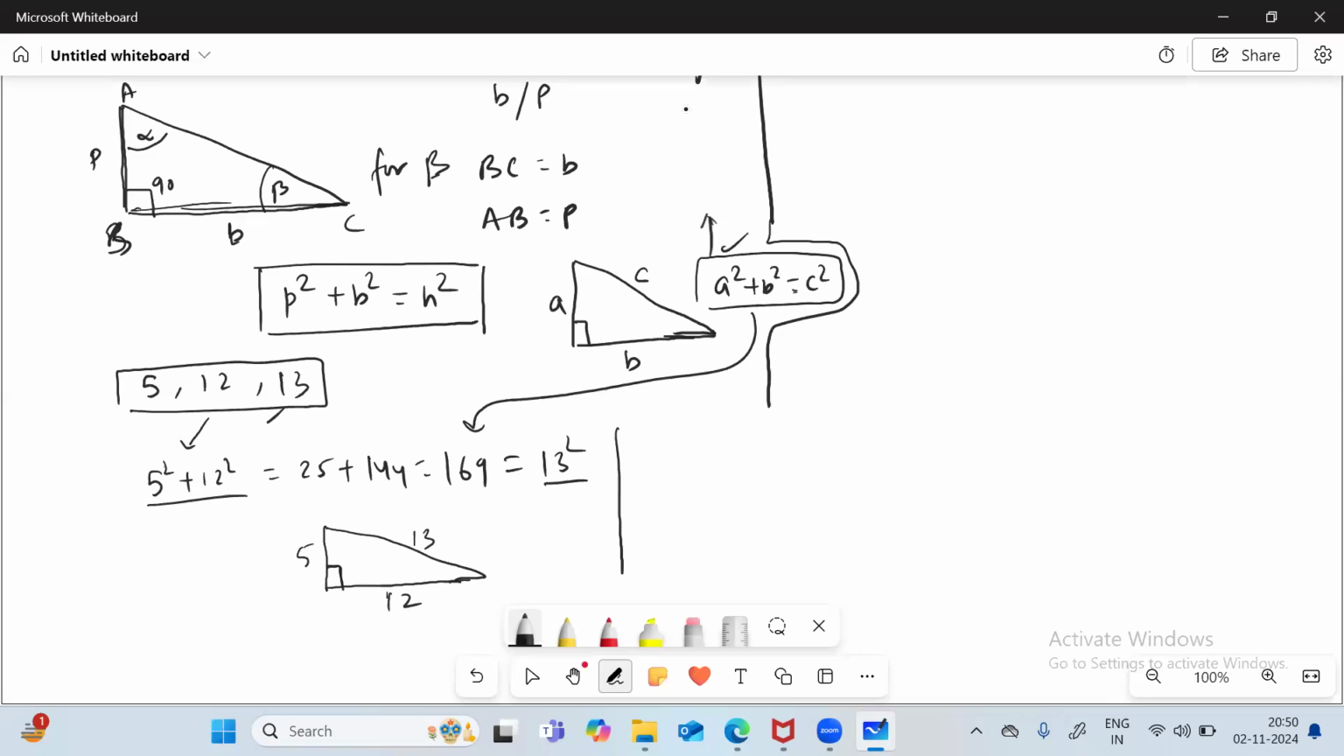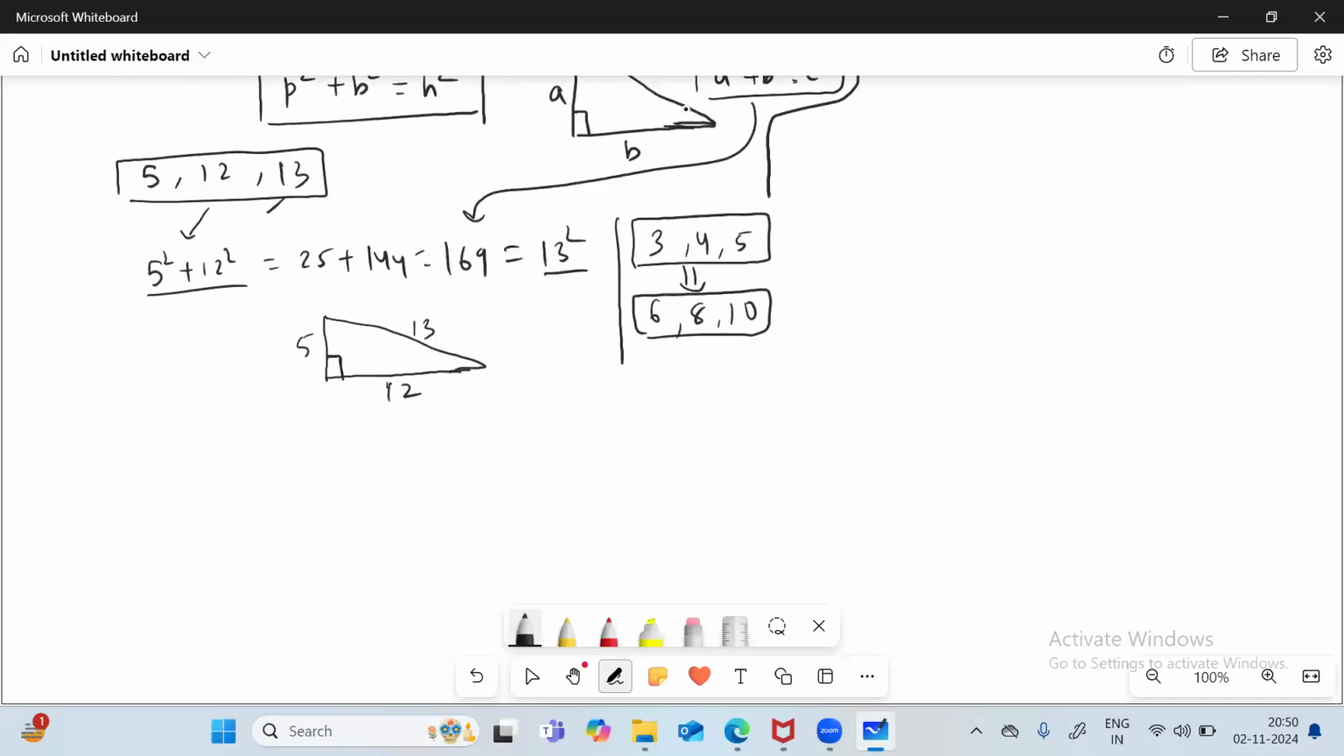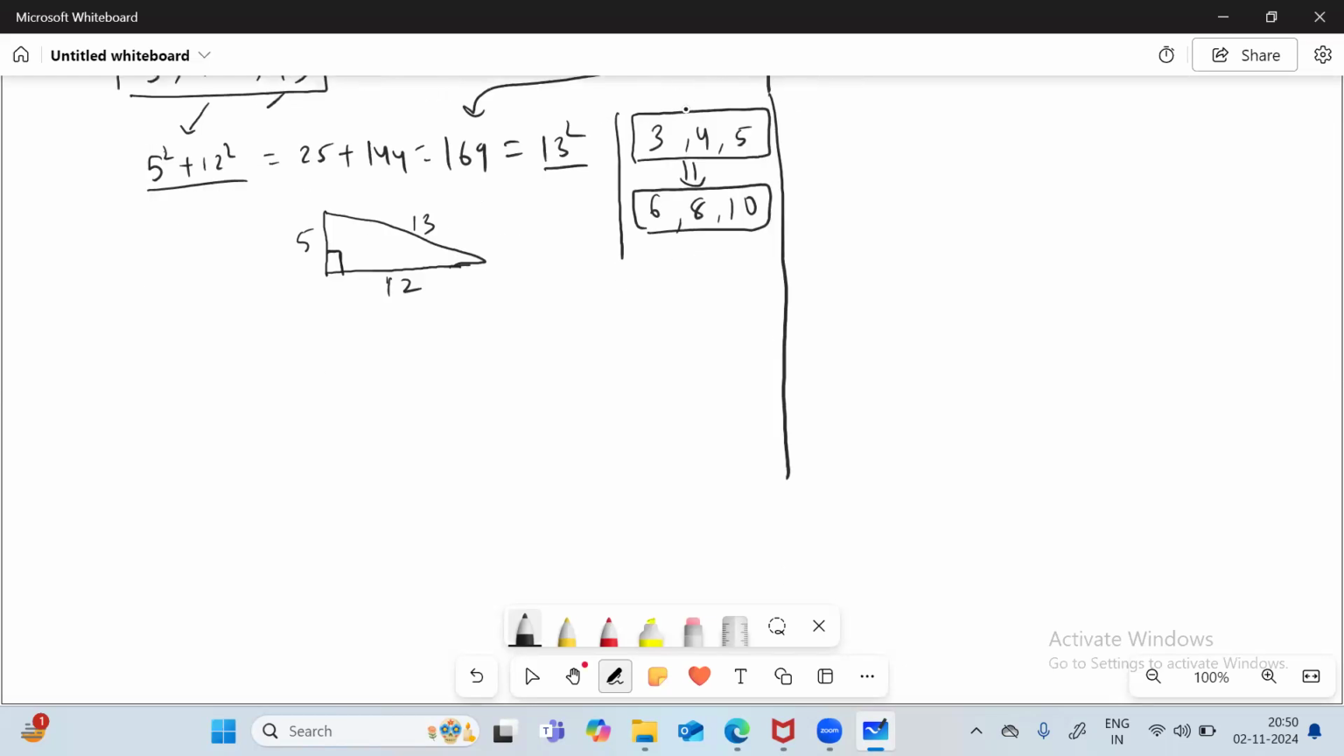Just for reference, 3, 4, 5 is the most basic Pythagorean triplet. And any multiple of this will also be a Pythagorean triplet, like 6, 8, 10. So all right angle triangles will follow the result and all Pythagorean triplets will also make a right angle triangle. So this is what you have to remember with right angle triangles.